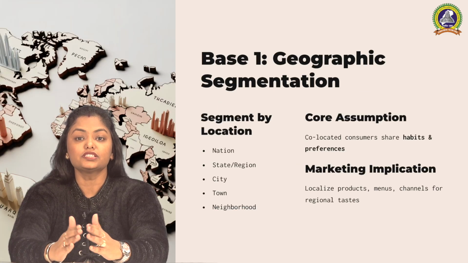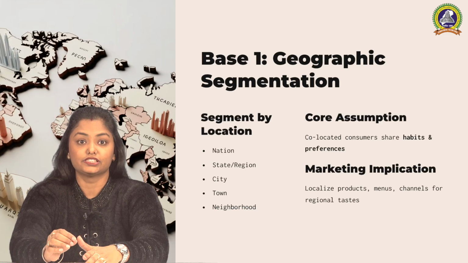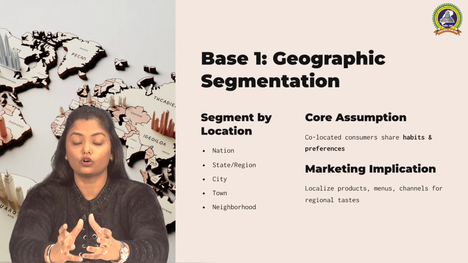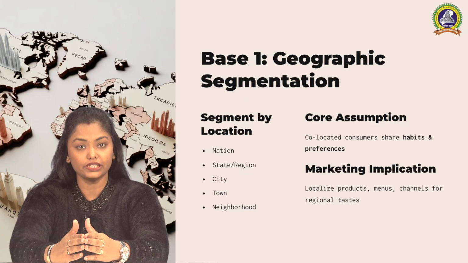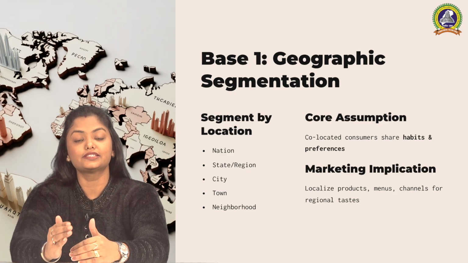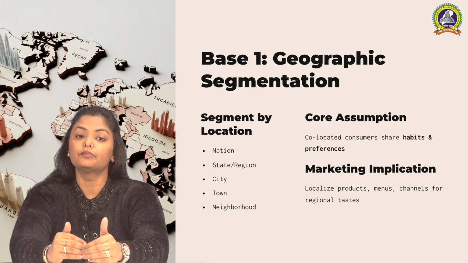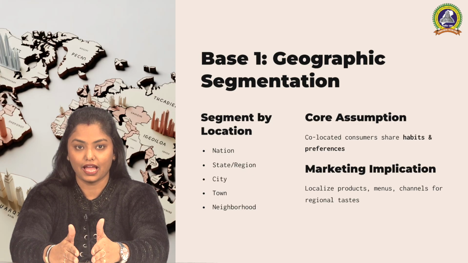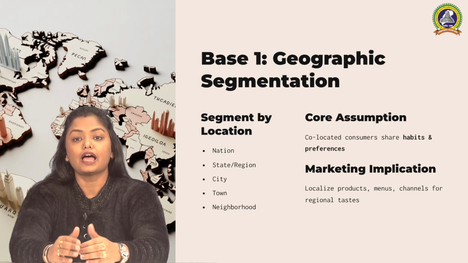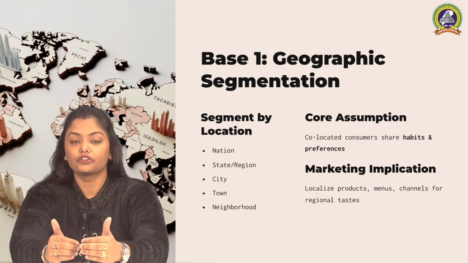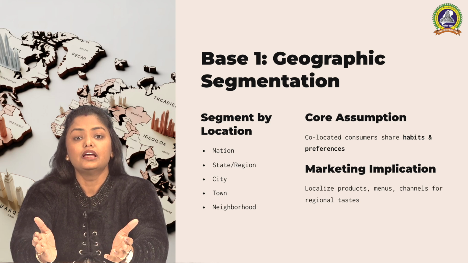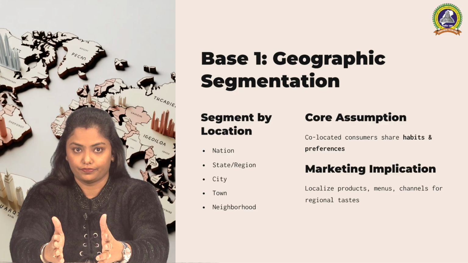Our first base is geographic segmentation. This is the most straightforward. Here we divide the consumer market on the basis of area or location. The underlying assumption is that consumers living in the same area exhibit similar characteristics and purchasing habits. The variables we can use are as simple as nation, state, region, countries, cities, towns, or even specific neighborhoods.